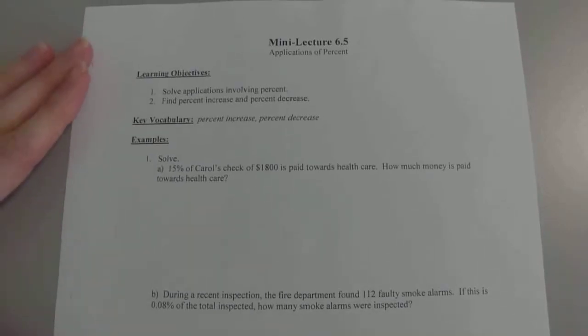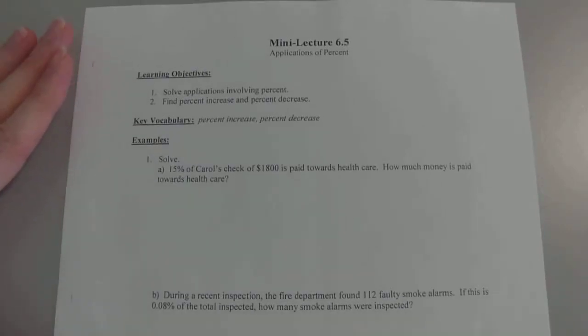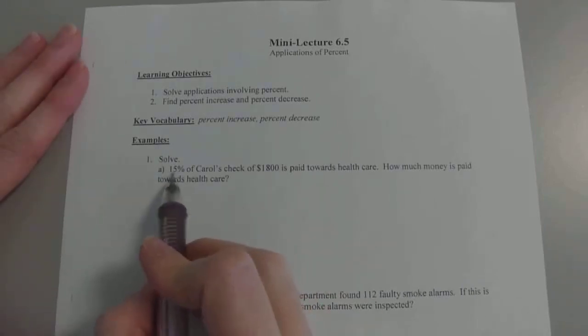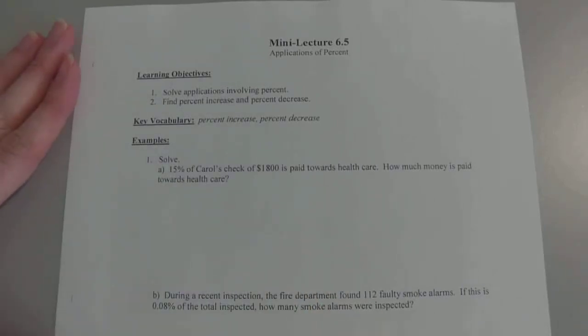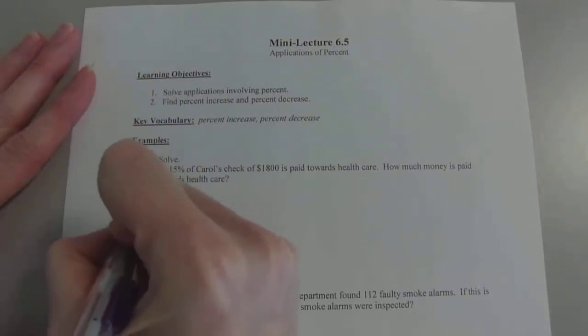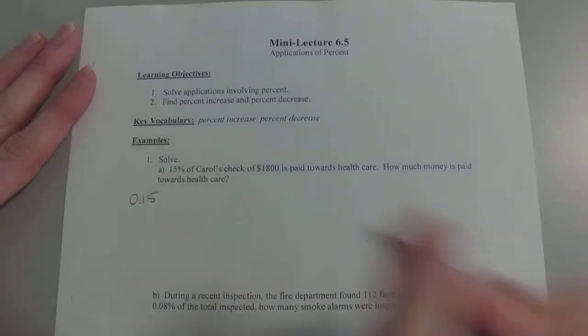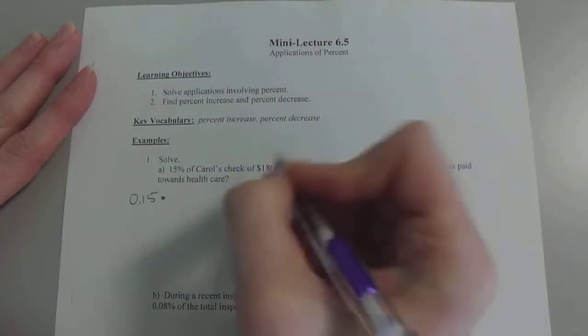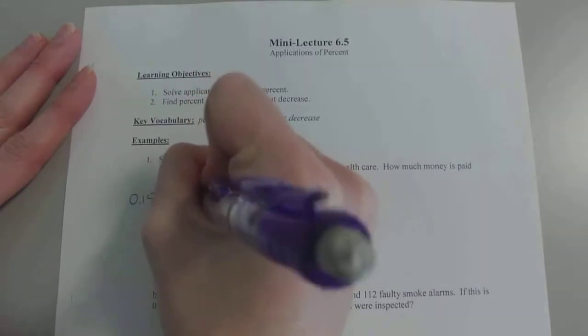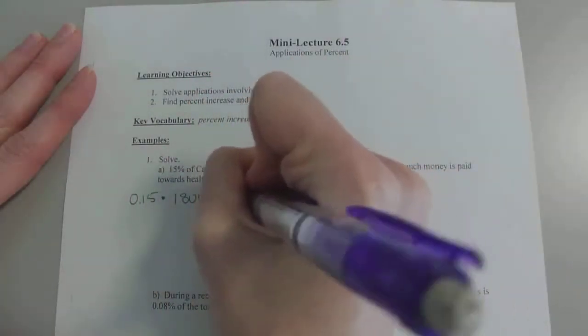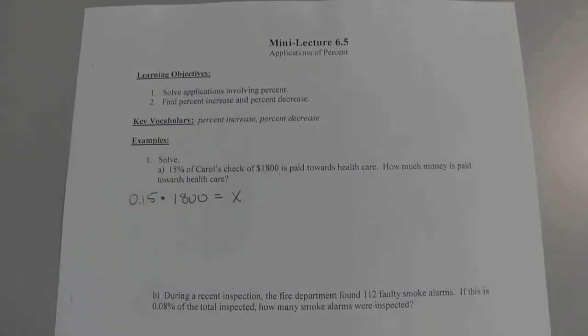It says 15% of Carol's check of $1,800 is paid towards health care, okay? So let's do it the equation way. What do we have to do with 15%? So it's going to be 0.15 of 1,800, so of means multiply, right? Of 1,800 is going to healthcare. Do we know how much? No, okay? So what you're going to notice is once we realize what 15% of her paycheck of 1,800 is, we'll know how much of it's going to her healthcare, all right?